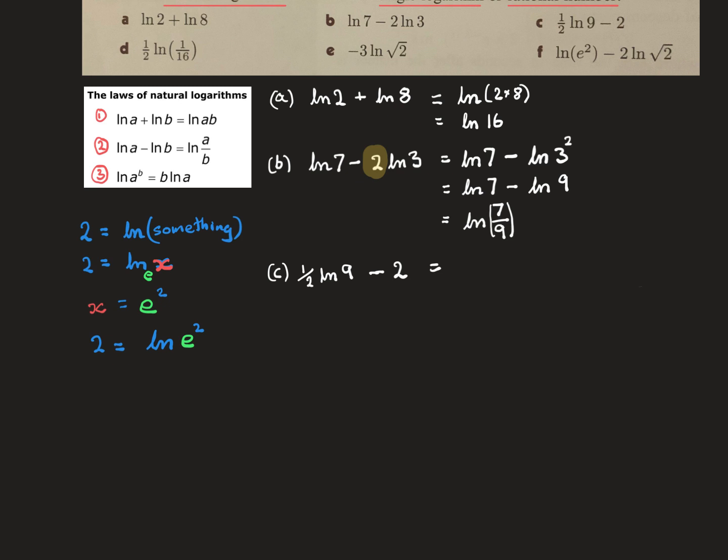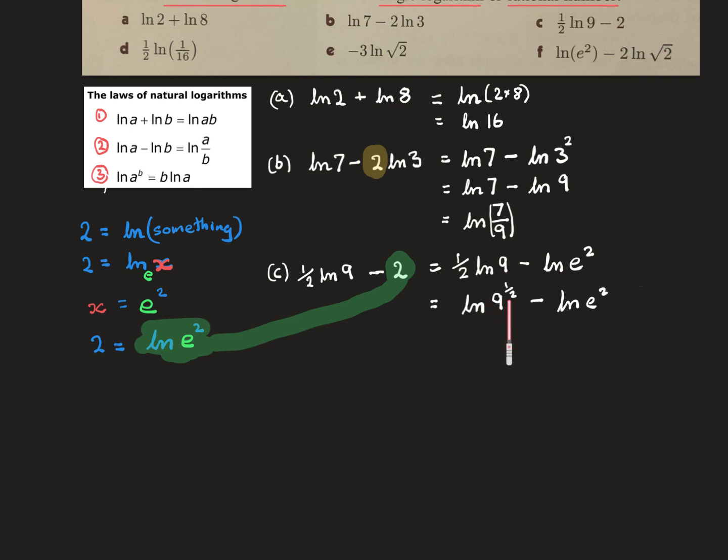So now I can replace the 2 with ln e to the 2. So I'll show you what I mean. This now can be replaced in here. Now that I've got ln in both sides, I can use law number 2 to change it to one single logarithm. But before I do that, I need to get rid of a half. So I will need to first of all deal with this part and use law number 3 to sort it out.